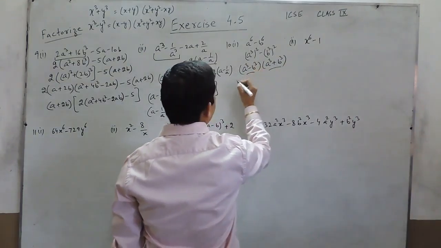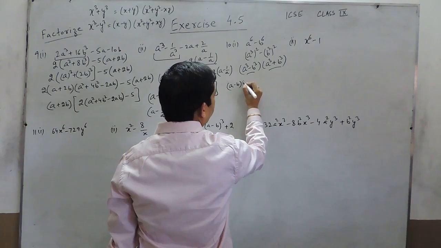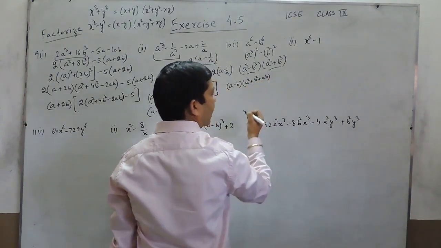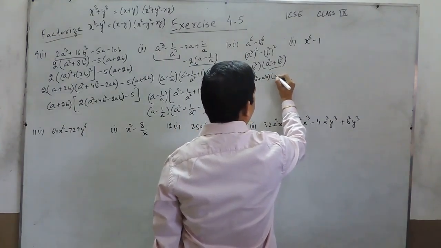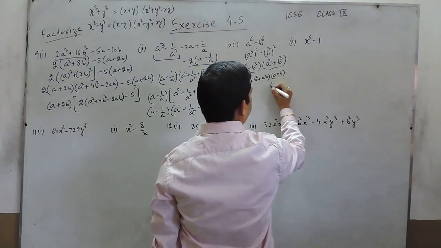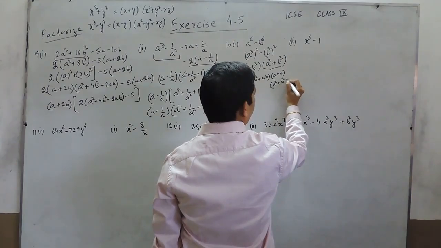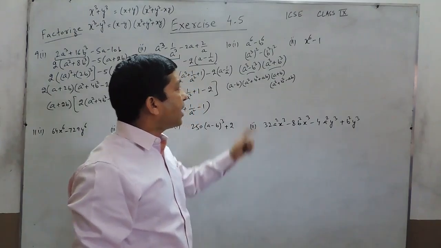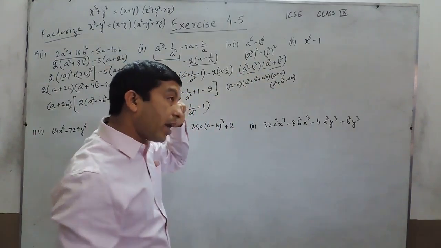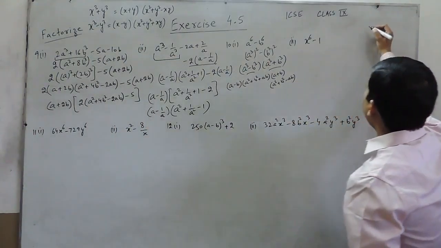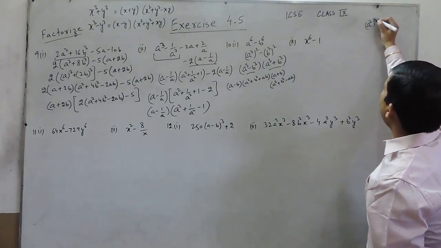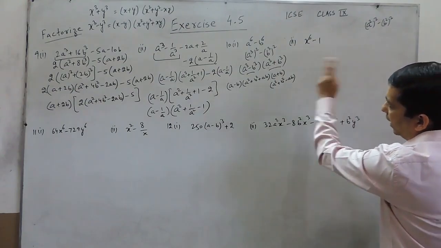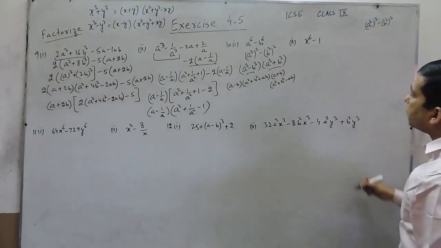So this can be written as a minus b in the first bracket, a square plus b square plus ab in the second bracket, while a cube plus b cube can be written as a plus b in the first bracket and a square plus b square minus ab in the second bracket. So basically, either we can square it, or I can put it in another way, that it is a square whole cube minus b square whole cube. If we solve this, again we will come to the same conclusion.